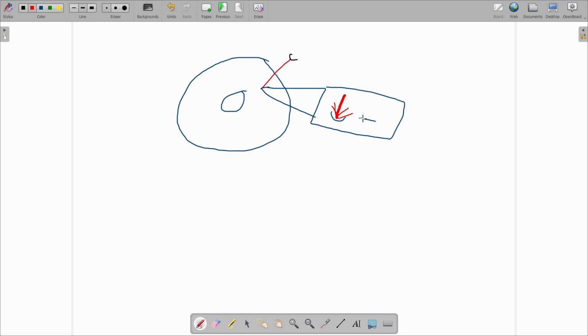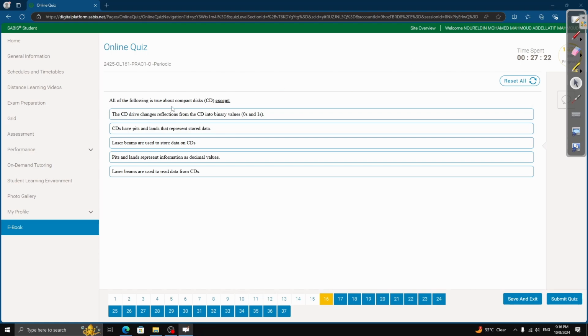However, on lands, due to the reflection of light, it will reflect back, registering it as a 1. The CD drive changes reflections from the CD into binary values. This is true. CDs have pits and lands that represent stored data. This is once again true.